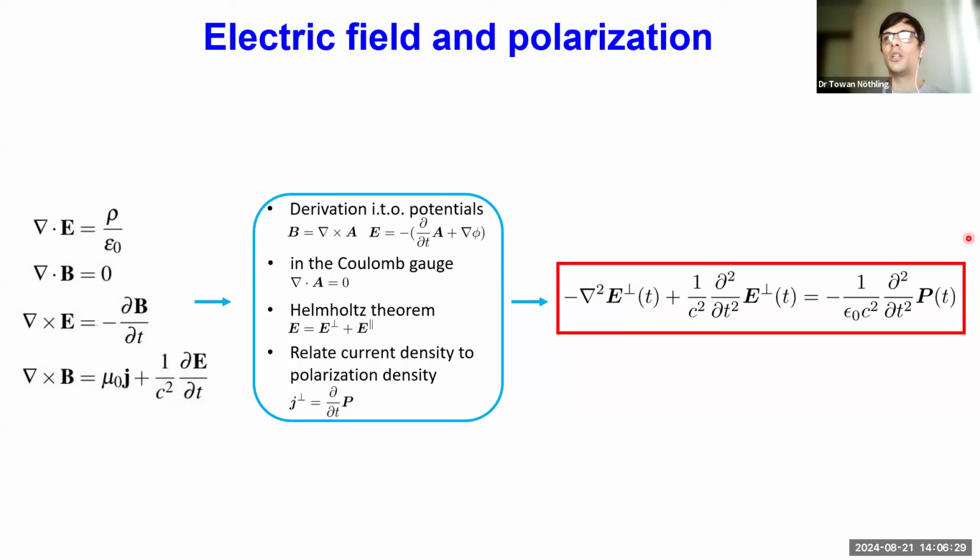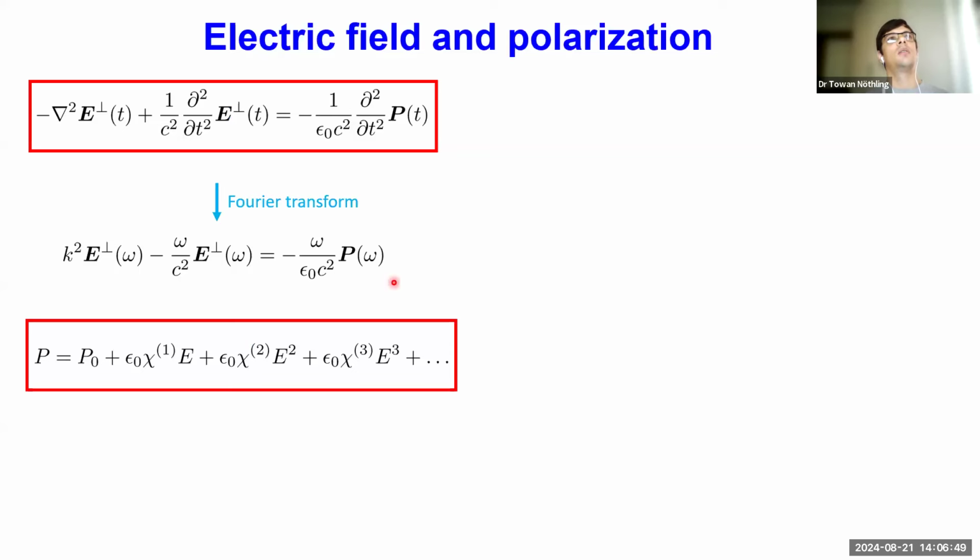This is an inhomogeneous wave equation for the electric field, which means that it has a source term. The source is the polarization within the sample. And this equation tells you how the electric field that propagates relates to the polarization within the sample. Okay, so if we take this equation and we Fourier transform it, this is a standard approach in solving differential equations, we get this equation.